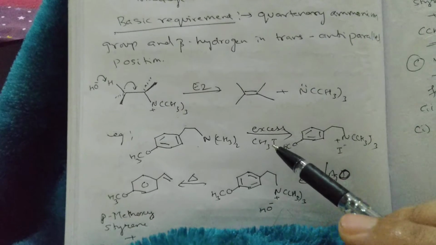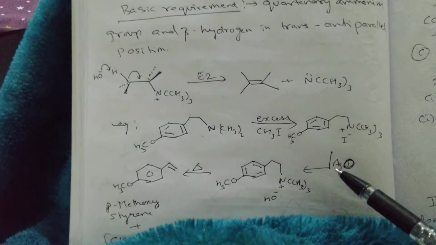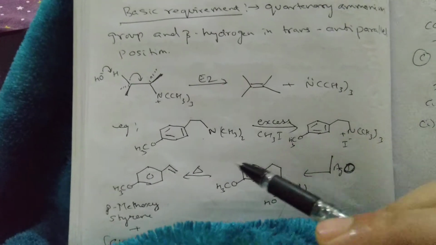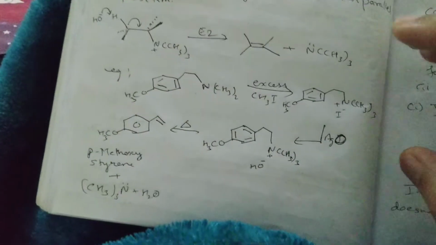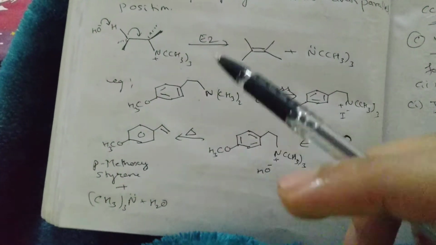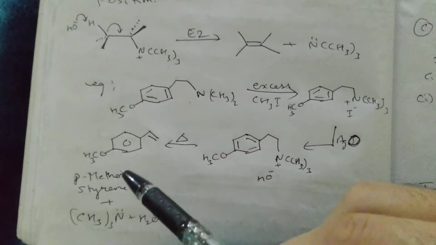So they react with CH3I and get the quaternary ammonium salt, then react with AgOH and get OH minus, and then it cleaves up. This is the known example which they would have done. So this is the alkaloid, and finally what you get is para-methoxy styrene.